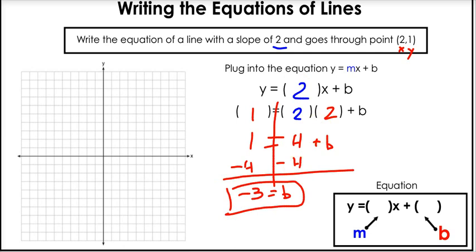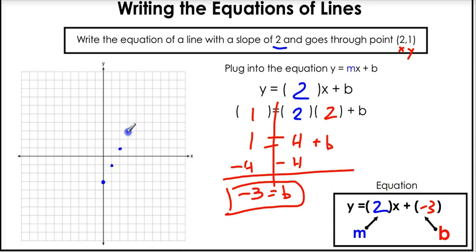And now that we have our two crucial pieces of information, our m is 2 and our b is -3, we can write the equation of this line. And let's check to see if we did this right. Let's see if we can draw this line and see if it has a slope of 2 and goes through (2, 1). Well, we know the y-intercept is -3 and has a slope of 2, so it goes up 2 over 1, up 2 over 1.